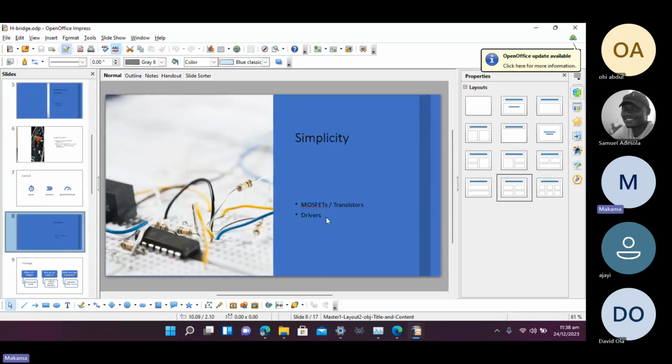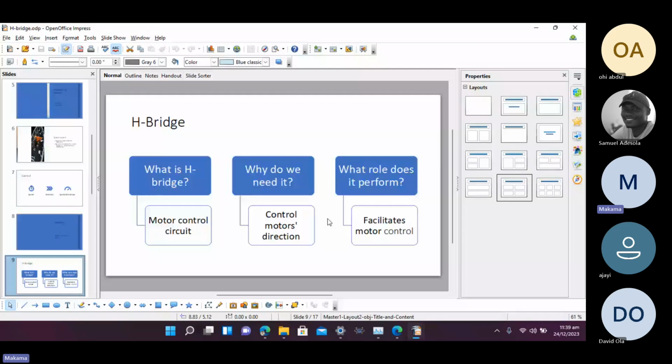So with the help of these MOSFETs and drivers, that is where we gain access to control. Even this H bridge we are seeing is constructed with the help of MOSFETs or drivers. Even the drivers have inbuilt MOSFETs in them, because I think there is no way you can get a motor driver that doesn't contain a MOSFET within it. So MOSFETs are the most important ones, or I should say transistors in general.